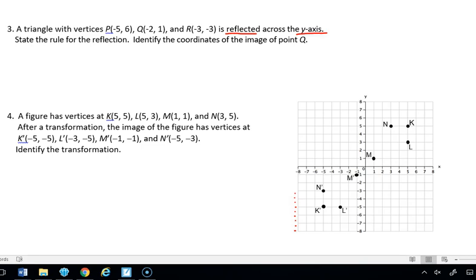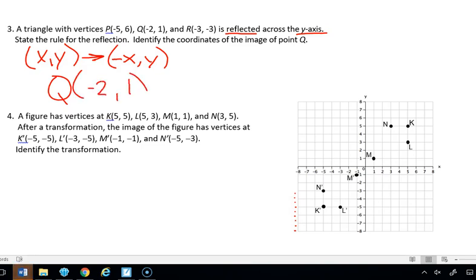So the rule for that is (x, y) becomes, and if it's reflection over the y-axis, the x changes. So we're going to change the sign of the x: (-x, y). And then we're going to do that to point Q. So our original Q was (-2, 1). When we apply this rule, (-x, y), to that, Q prime is going to be (2, 1), because we just changed the sign of the x value.